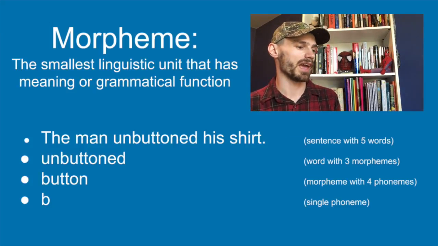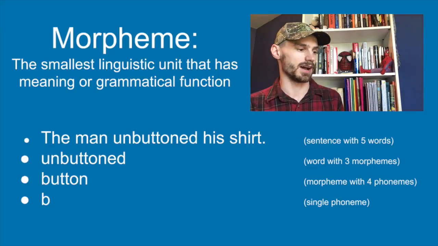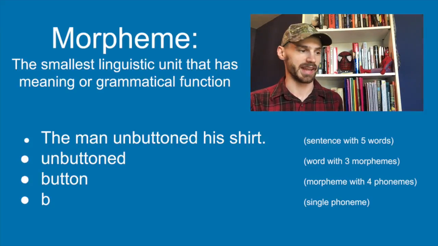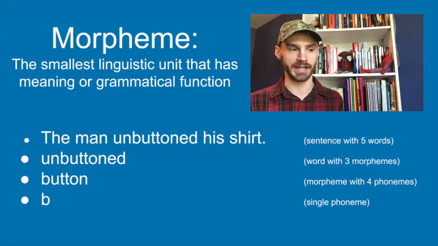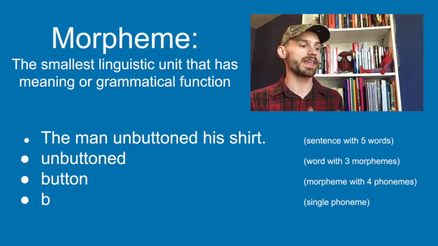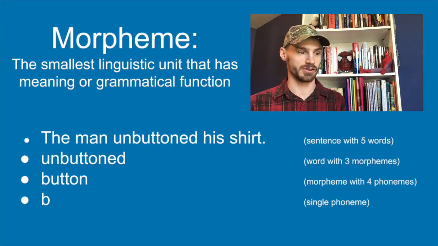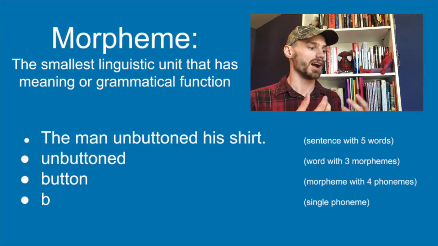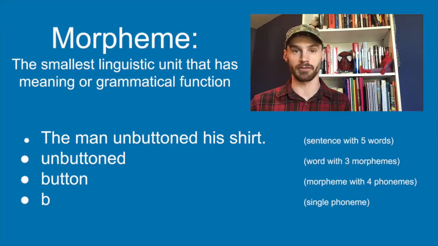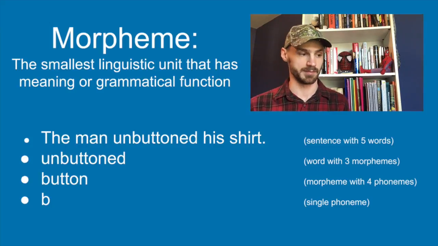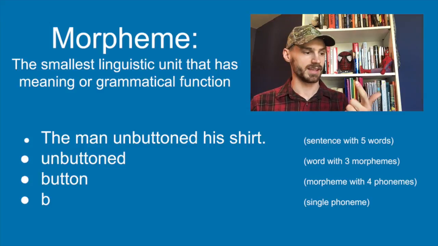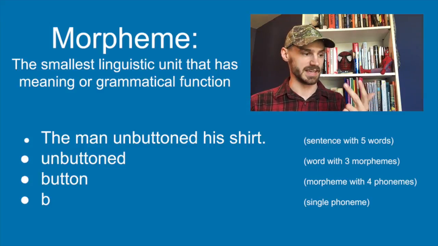We see here we have a sentence, a fully formed sentence that has meaning. The man buttoned his shirt. That is a meaningful utterance, okay? So that sentence is made up of 5 words, okay? Each one of those words has meaning. So let's look at one of those words. Unbuttoned. This is a meaningful word, and this word is made up of 3 morphemes. Un, button, and the past tense ed.